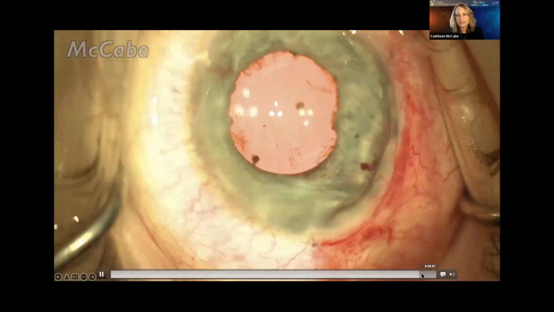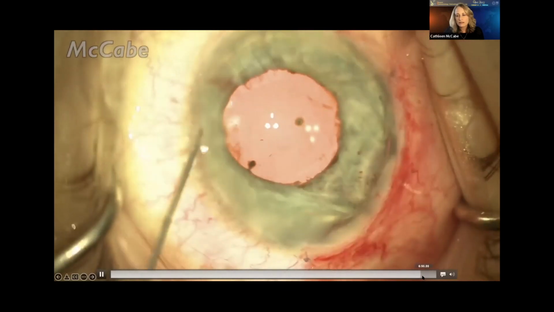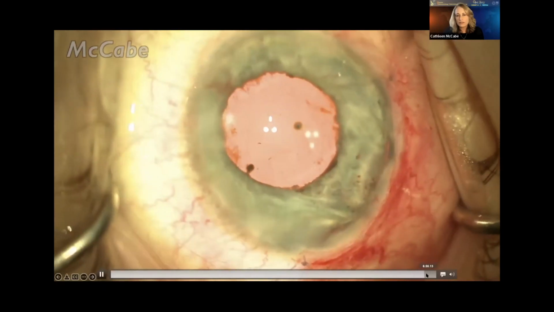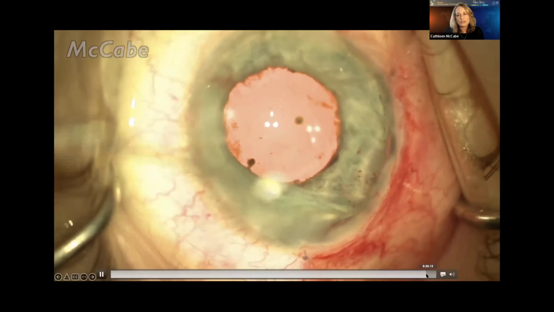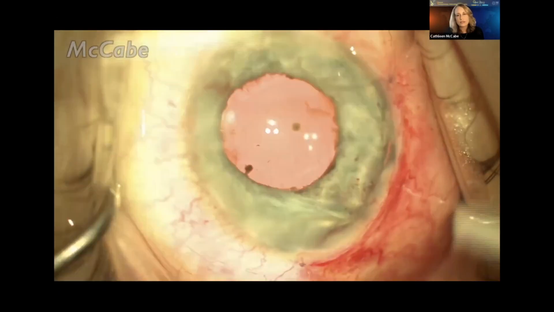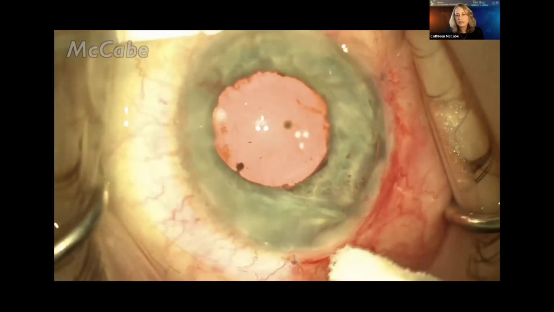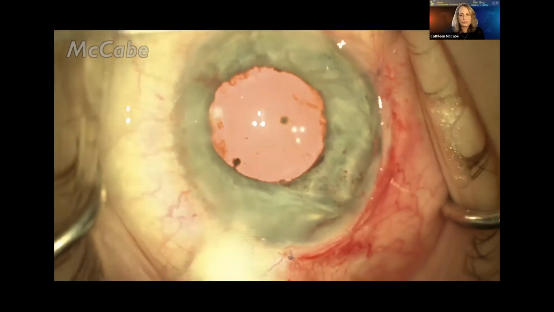So we're going to kind of get to the end here, and we'll be able to see how this looks. But you can see already that's a pretty nice cosmetic result compared to where he'd been in the past. And we're going to move forward.